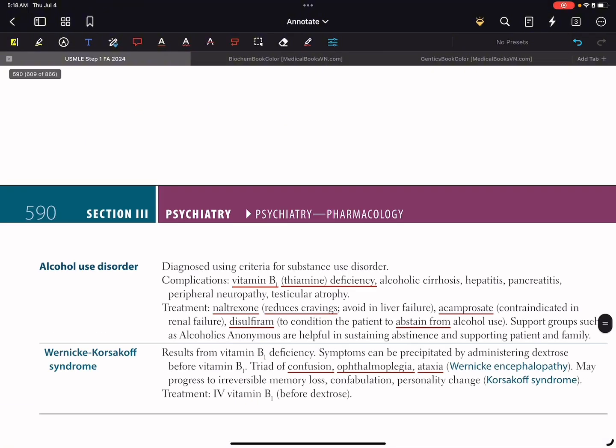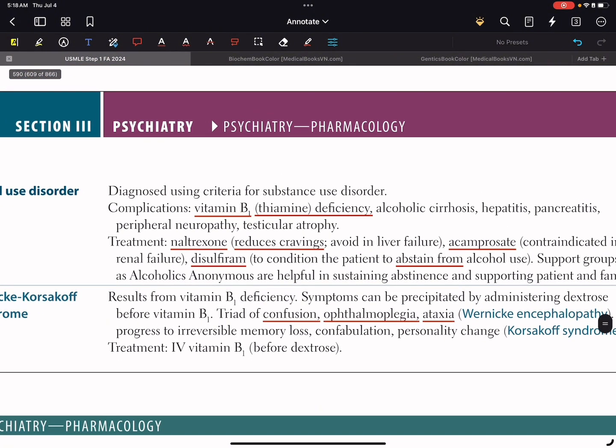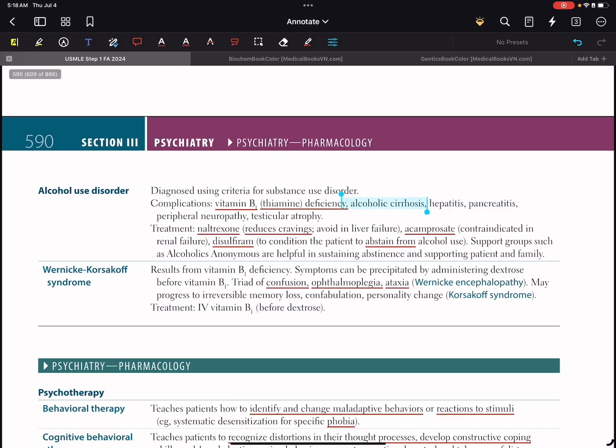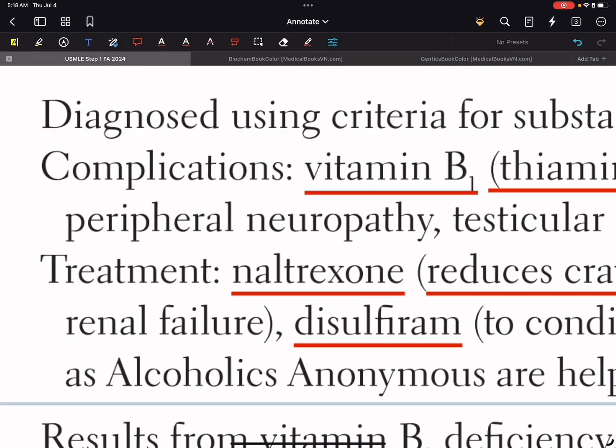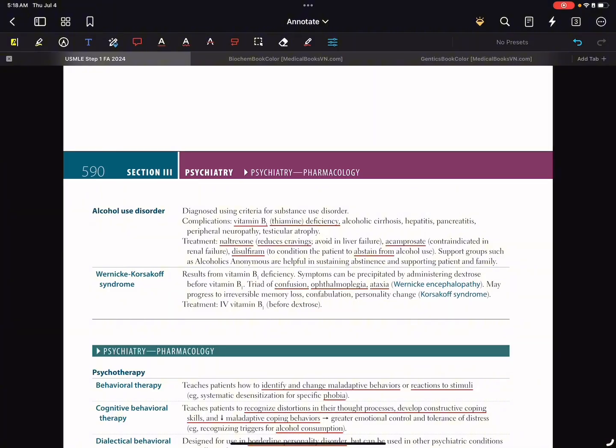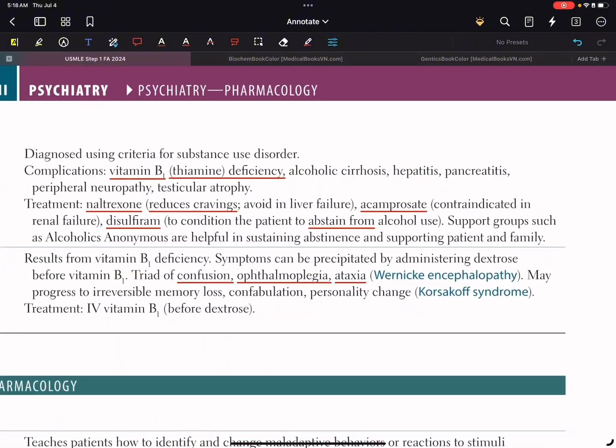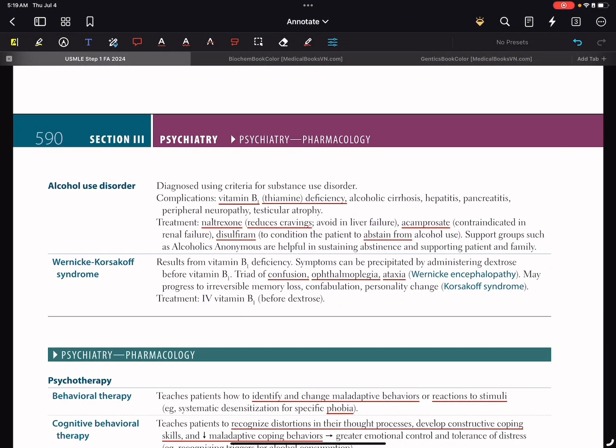Alcohol use disorder: diagnosis using criteria for substance use disorder. Complications will be vitamin B1 thiamine deficiency, alcoholic cirrhosis, hepatitis, pancreatitis, different neuropathy. The therapy is naltrexone, which reduces craving. This is a very characteristic drug. Naltrexone reduces craving, avoid in liver failure. Acamprosate, contraindicated in renal failure. Disulfiram, to condition the patient to abstain from alcohol use. Support groups such as Alcoholics Anonymous are helpful in sustaining abstinence and supporting patient and family.